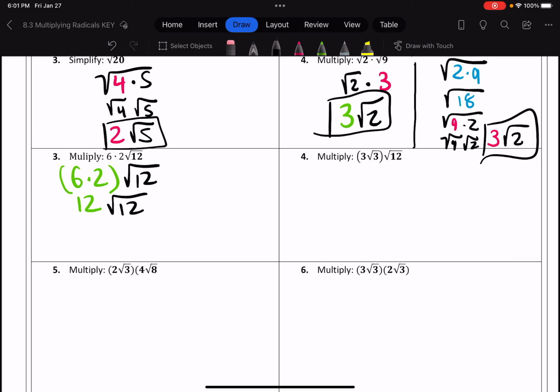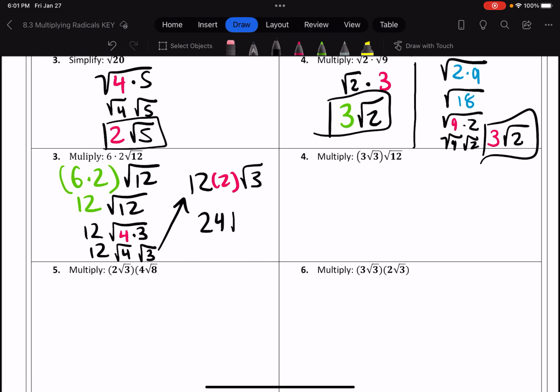But then I've got to simplify that square root of 12 because it does have a perfect square factor of 4. So I've got 12 times the square root of 4 times 3. That's going to give me 12 times the square root of 4 times the square root of 3, which will simplify to 12 times 2 times the square root of 3. And 12 times 2 is 24 times the square root of 3.